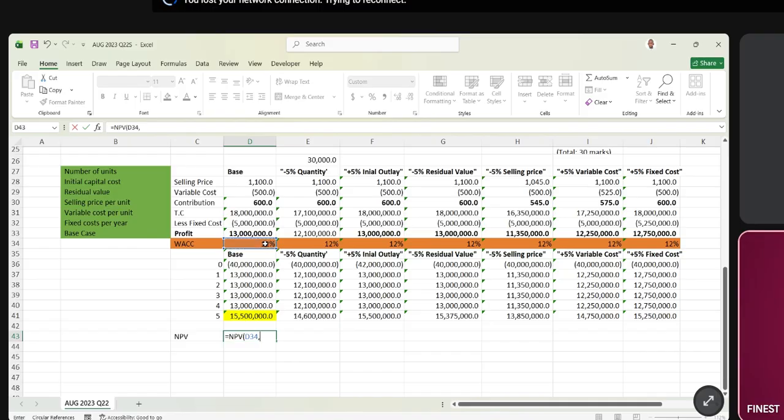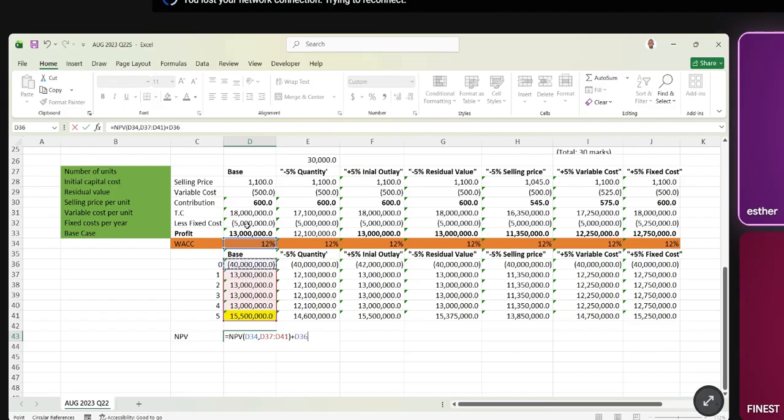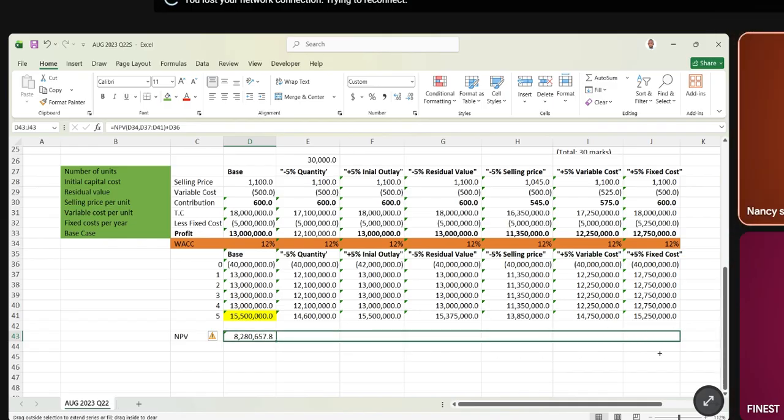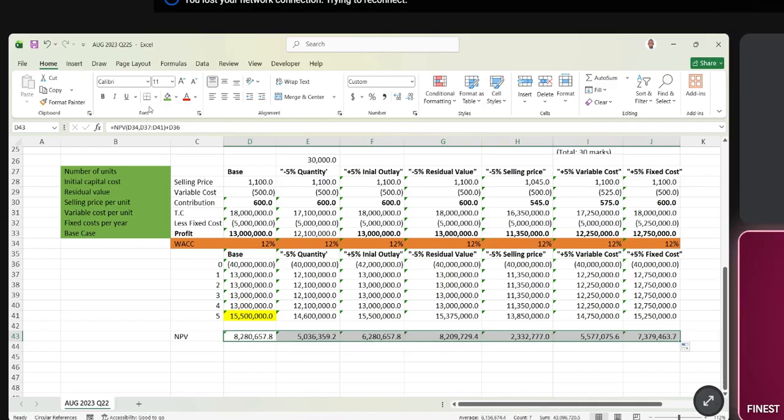Comma. Values. This is not XNPV. XNPV ndo unaselect kila kitu. This is NPV. So tunachukua the cash flows from year 1 to year 5. You close the bracket. Then after we close the bracket, you add year 0. Is that okay? Click enter, then now you can drag it to the end.